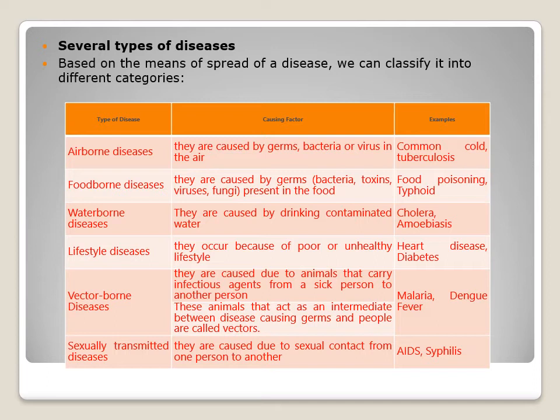Lifestyle diseases are nowadays becoming common, leading to heart diseases or diabetes. They occur in persons having an unhealthy lifestyle. Vector-borne diseases are due to certain vectors which transmit the infectious agents, like malaria. Malaria is caused by plasmodium, which is carried by the female Anopheles mosquito. Even dengue fever is like that. Sexually transmitted diseases like AIDS and syphilis are due to sexual contact between two persons.